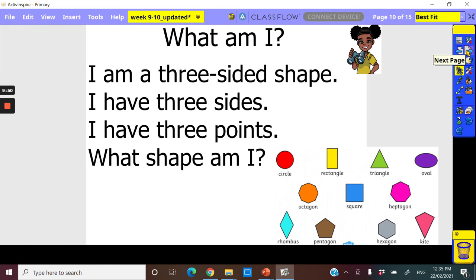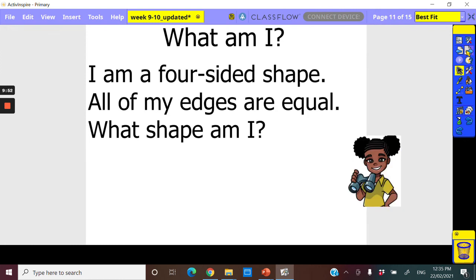Okay, are you ready for the next one? What am I? I'm a four-sided shape. All of my edges are equal. They're the same length. What shape am I? I have made this difficult for you. I haven't put all the shapes in front of you. See if you can use your memory to remember. If you need to, though, you can pause the video and go back to the previous slide to work out the answer.